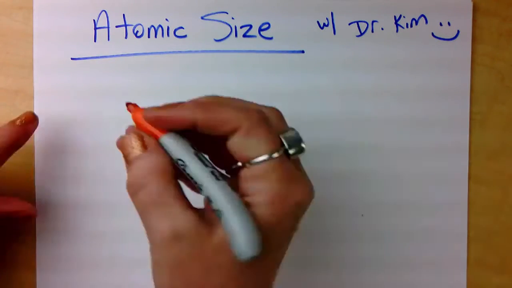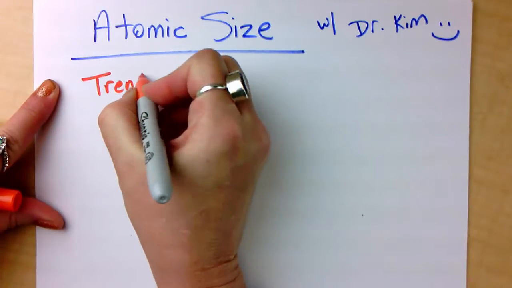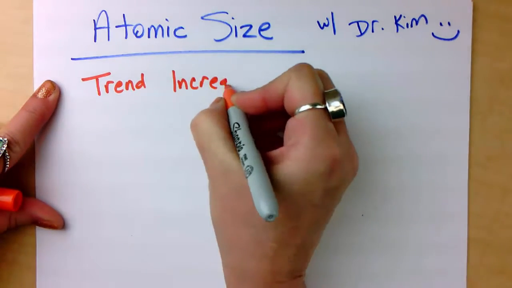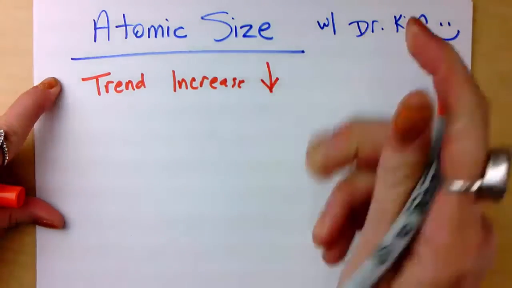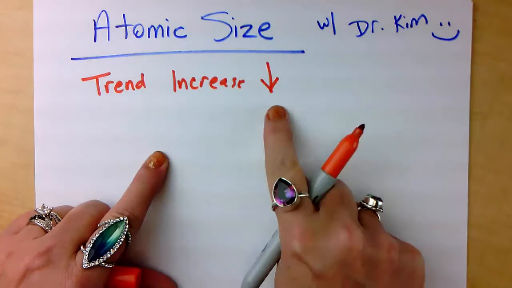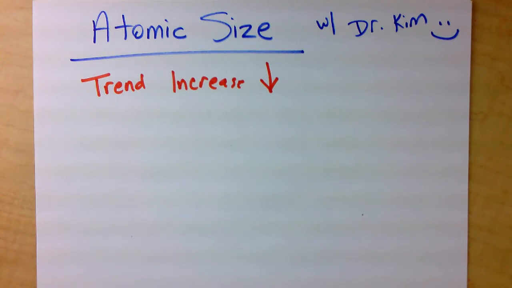So we can say that the trend is to increase as we go down. The size increases as we go down. That's because we're building on a new shell each time we go down in the periodic table.